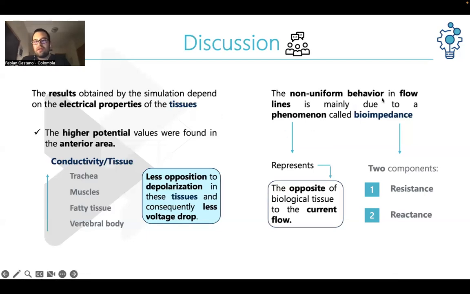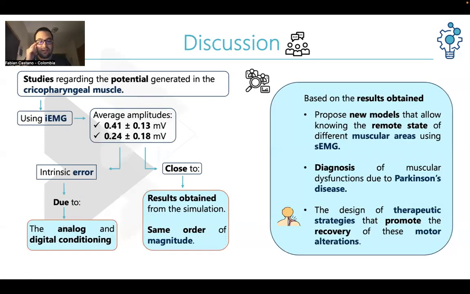Also, the non-uniform behavior of the flow lines means that the bioimpedance can provide some distortion in the signal that we are measuring. But with this model, we can predict how the signal that we provide to stimulate this muscle will be sent to the muscle to do the stimulation. Also, we obtain some important measurement about the potential that we need to provide.